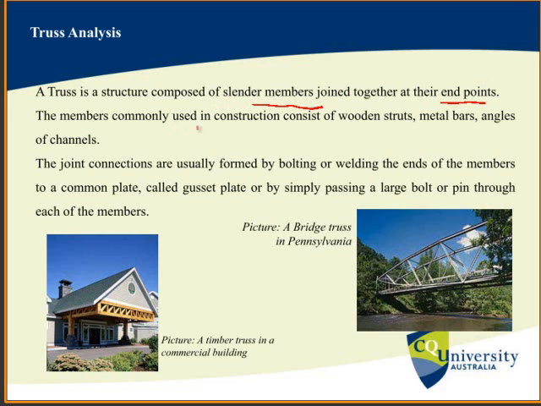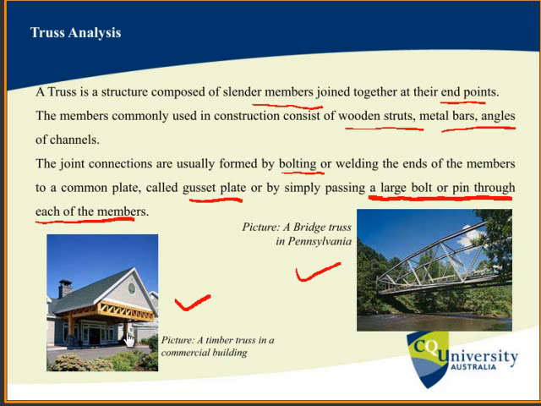The members commonly used in construction consist of wooden studs, metal bars, angles or channels, and the joint connections are usually formed by bolting or welding the ends of the members to a common plate called a gusset plate, or by simply passing a large bolt or pin through each of the members. Here are two pictures of a truss. This is a bridge truss in Pennsylvania, and this is a timber truss on a commercial building's roof.